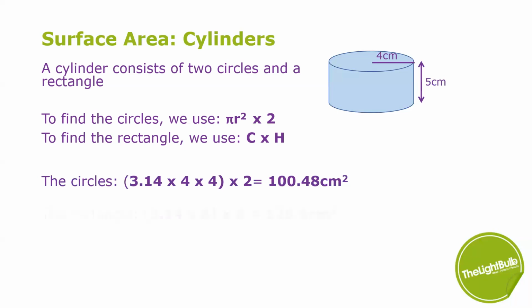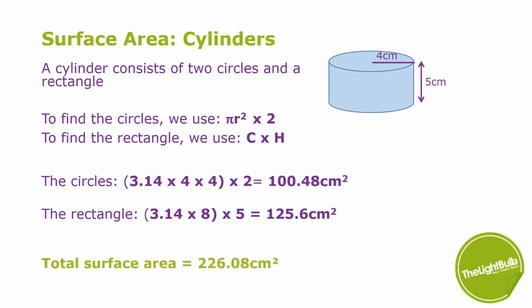Then to work out the rectangle, what we do is 3.14 times 8, that's pi times diameter, and then times 5, which is the height. And that gives us an area for the rectangle of 125.6 centimeters squared. Now we add those two together, we end up with a total surface area for this cylinder of 226.08 centimeters squared.